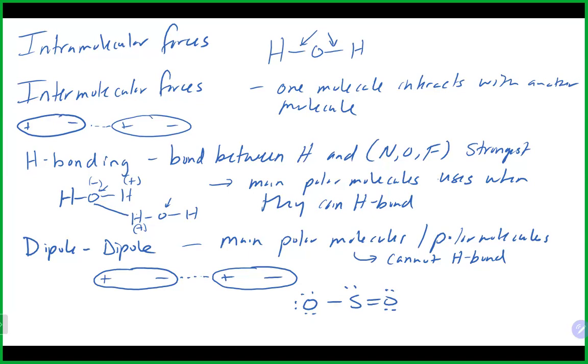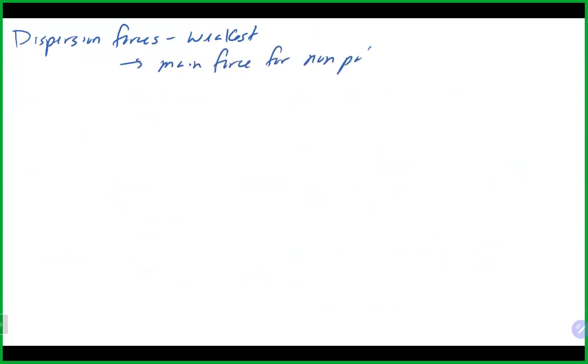The weakest of all these intermolecular forces is really dispersion forces. And dispersion forces are, as I mentioned, the weakest. And they really are the main force for nonpolar molecules. So remember that, as we talked about in a number of chapters, when we have a nonpolar molecule, they basically have equal sharing of electrons, which overall means that it's going to be a neutral molecule.